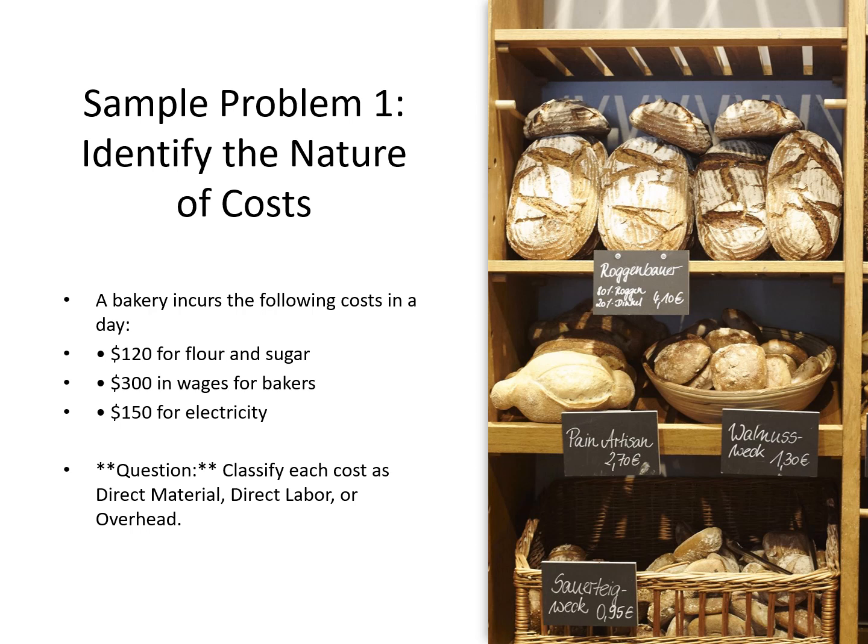So here we have sample problem 1, and now it's time to test your understanding. A bakery has the following: $120 for flour and sugar, $300 for wages for bakers, $150 for electricity. Take a moment and classify these. You can pause the video to think about it.